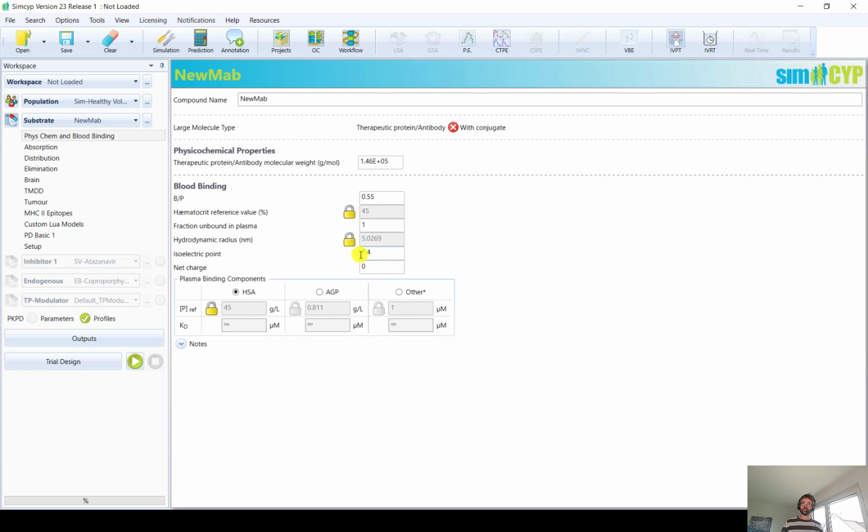However, if you have a measured value, as with every calculated parameter in the Simcyp simulator, you can open up the padlock and you can define your own value. What we also have here on screen are the fraction unbound in plasma, which might be important for smaller peptides. And we also have the isoelectric point and a net charge. This is used for the renal filtration model, so it will be important for all proteins that have a lower molecular weight than 60 kilodalton.